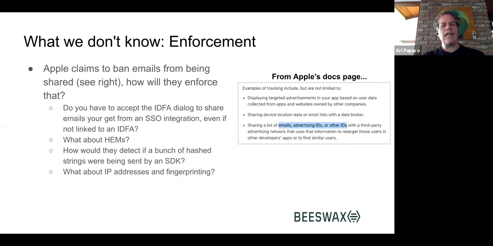So on the API pages, all they talk about is IDFA and whether you get it or not. So from a technical perspective, the only thing they're implementing is this IDFA capability. But in their general description of this feature, about what tracking includes and why you need to opt in, it's wildly broader. They say tracking, which requires opt-in, includes sharing emails, advertising IDs, or other IDs with a third-party ad network.